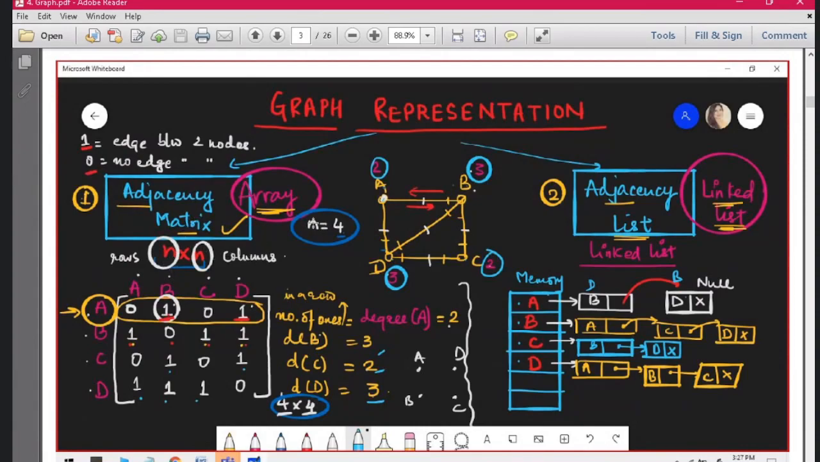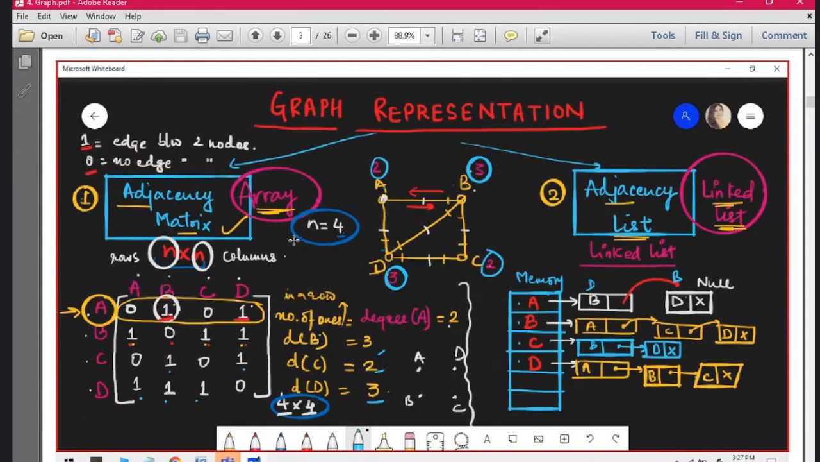So if the number of nodes is n, then a matrix of n cross n will be created. So n is 4. So you can see 4 rows are there and 4 columns are there. A, B, C, D. Similarly, you will write A, B, C, D over here. Fine. And what we are going to do is see whether there is an edge between two nodes. If there is an edge between 2 nodes, I will write it as 1. If there is no edge, we will write it as 0.